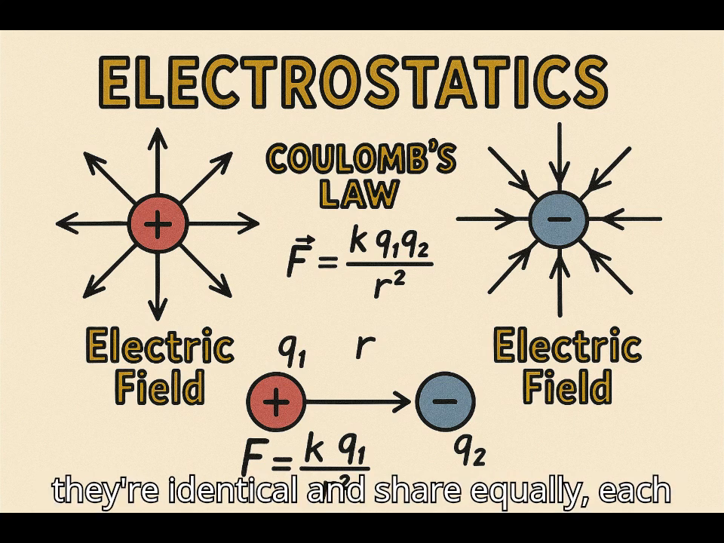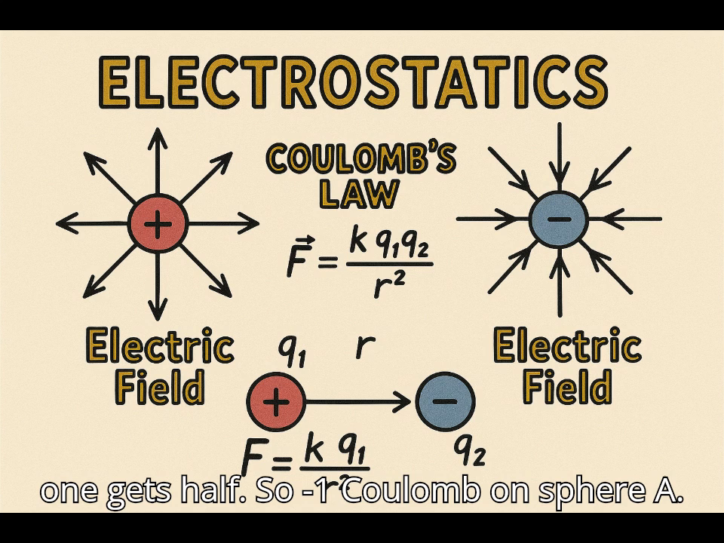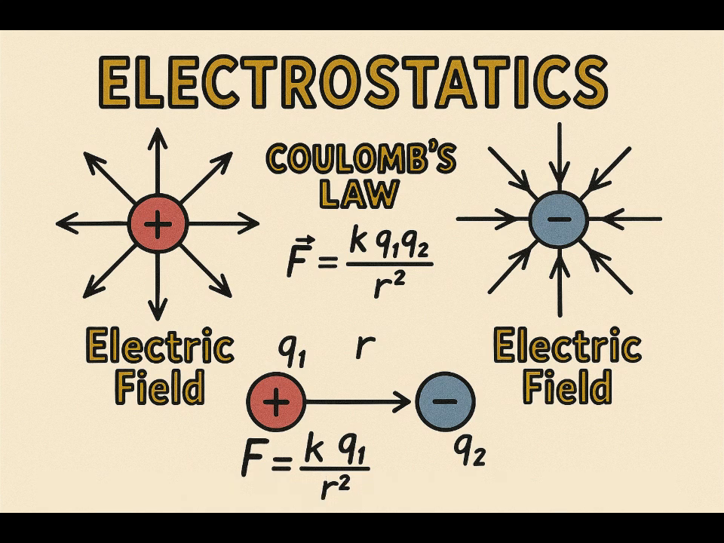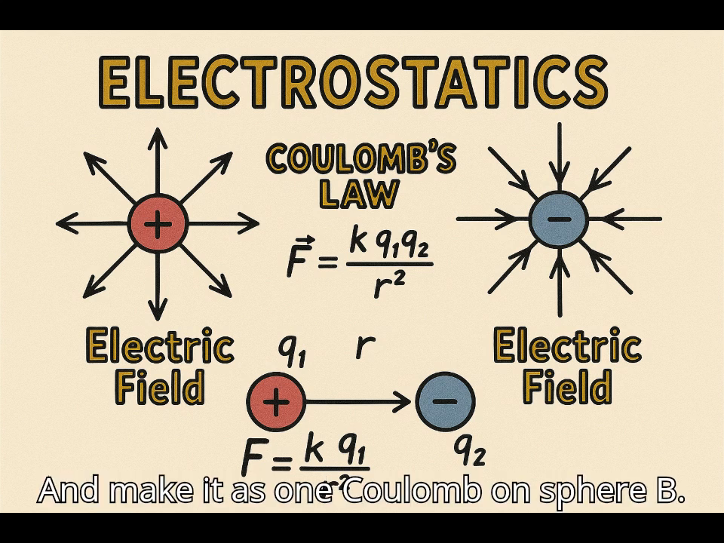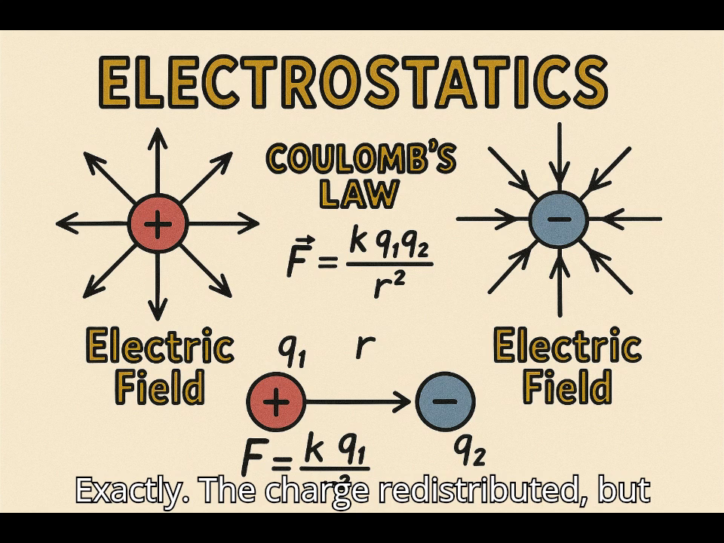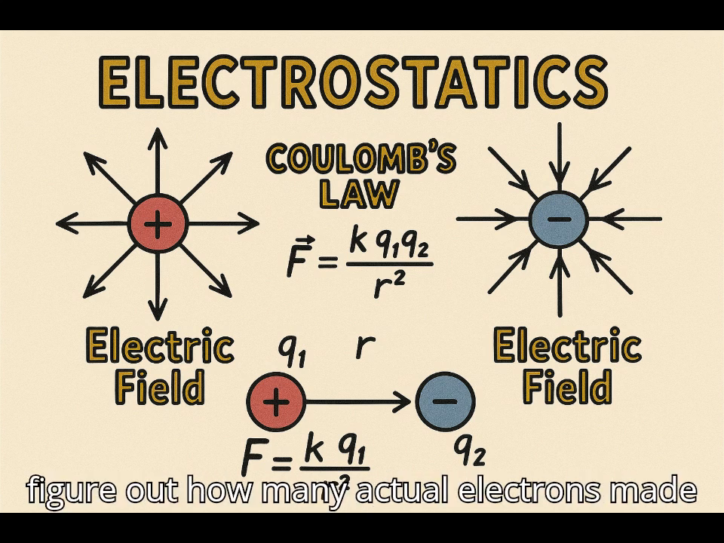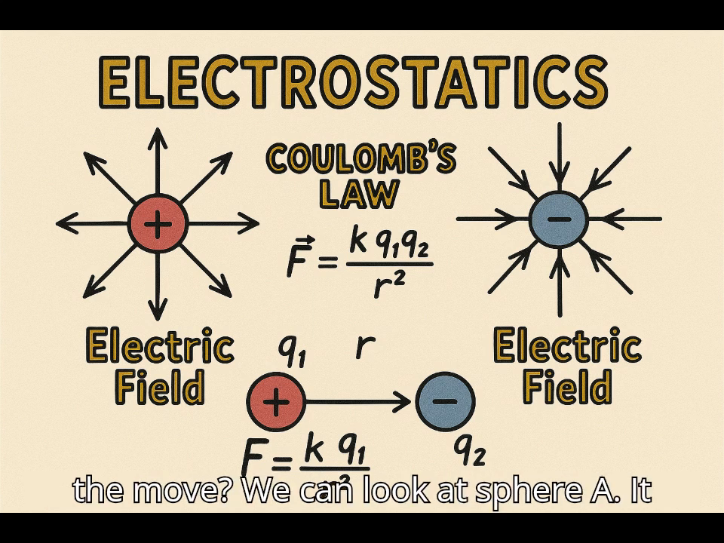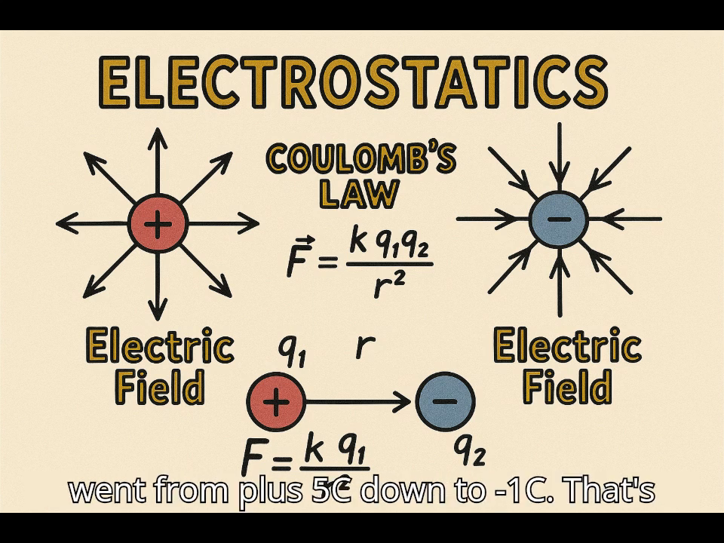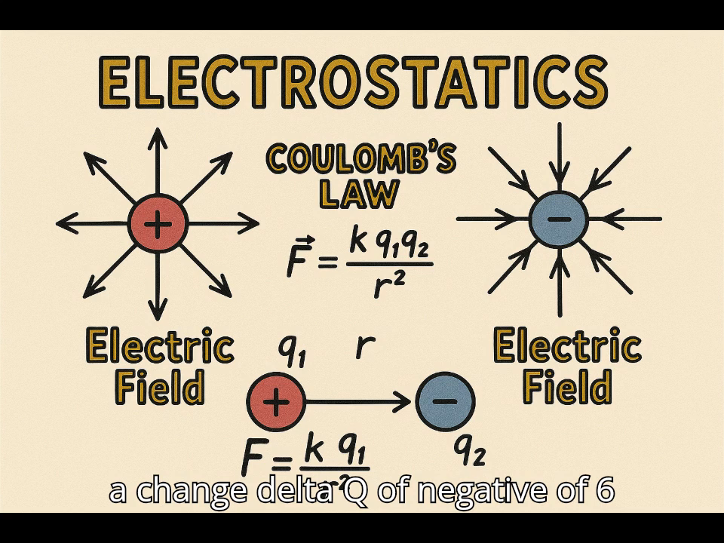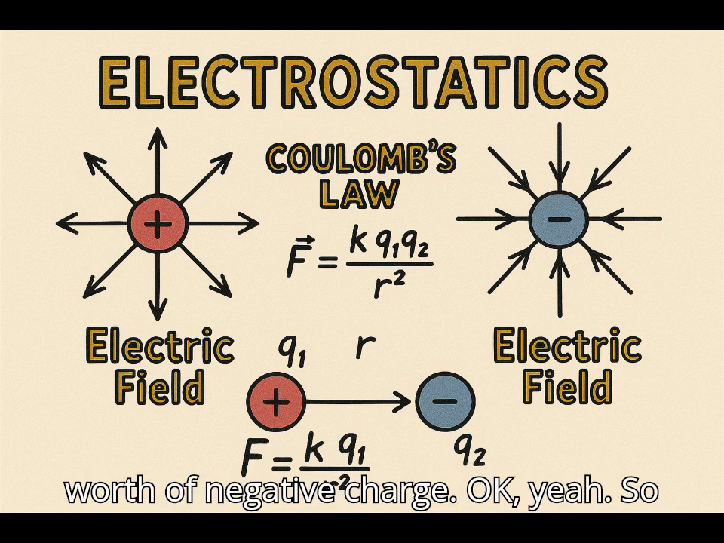Correct. And since they're identical and share equally, each one gets half. So -1 coulomb on sphere A and -1 coulomb on sphere B. Exactly. The charge redistributed, but the total amount stayed constant. Can we figure out how many actual electrons made the move? We can. Look at sphere A. It went from +5C down to -1C. That's a change, delta Q, of -6 coulombs. Right. It gained 6 coulombs worth of negative charge.